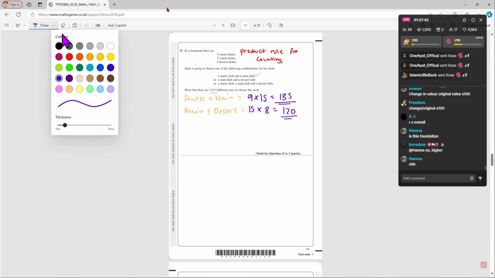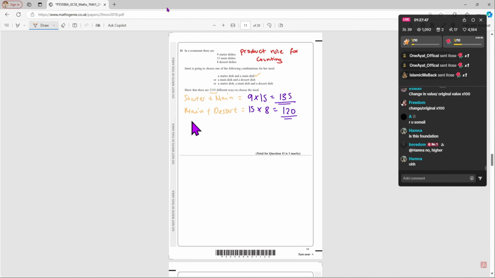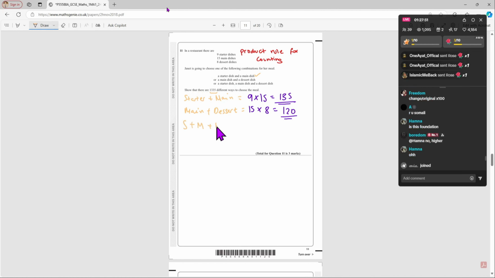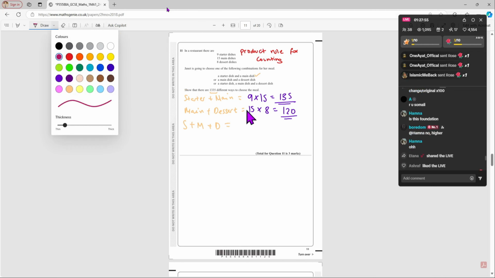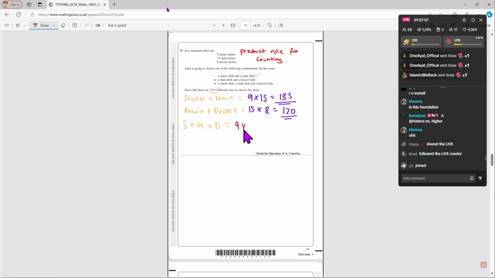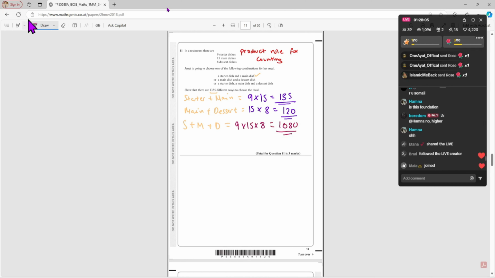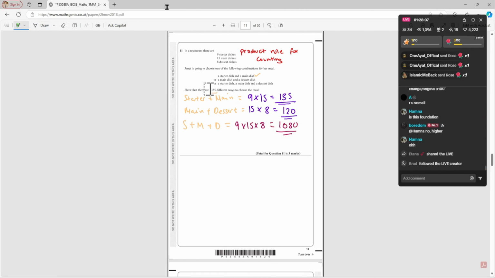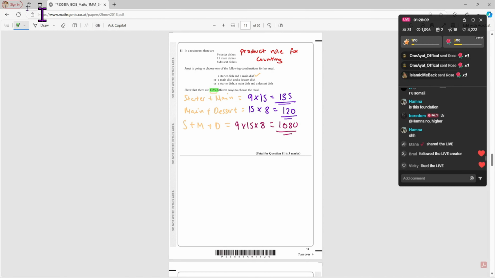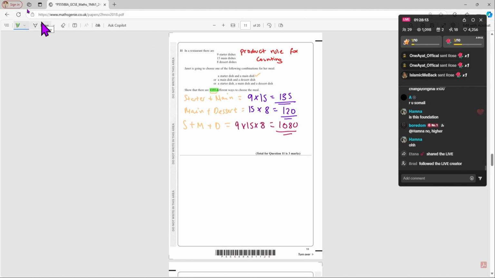And then lastly, with the third one, we have the starter dish plus the main dish plus the dessert dish, which is all 3 together, so 9 times 15 times 8, which will give you 1,080 altogether. Now it says that we have to show that there are 1,335 different ways to choose the meal altogether.